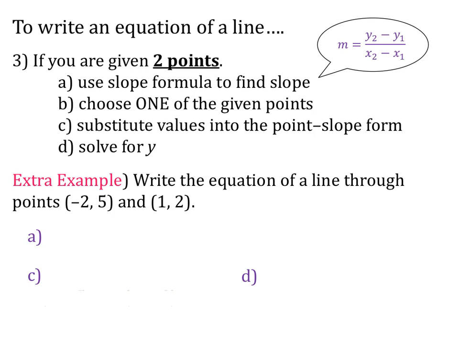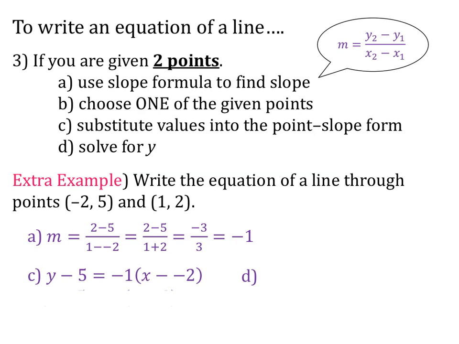So let's take a look at this example. So step A would be to solve for the slope using your slope formula. So we get, in this case, a -1 value. Then choose one of the given points and substitute next. So we substitute the first coordinate, x1, y1. So -2 goes in place of x. And remember, if you have a double sign, that becomes a plus. And then the 5 substitutes for y.